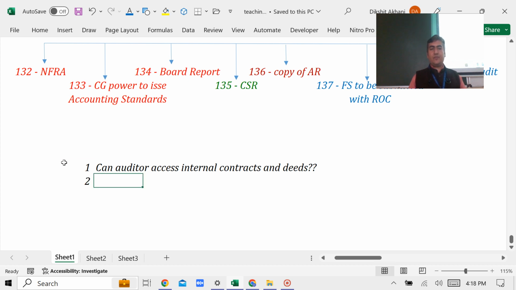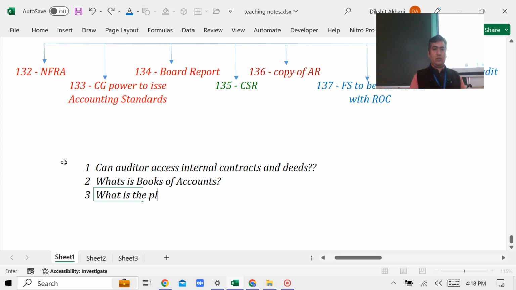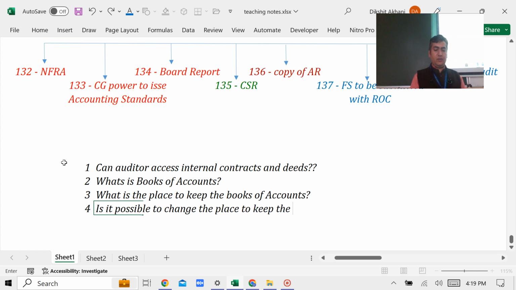Point number 2, what is books of accounts? Third, what is the place to keep the books of accounts? Is it possible to change the place to keep books of accounts?